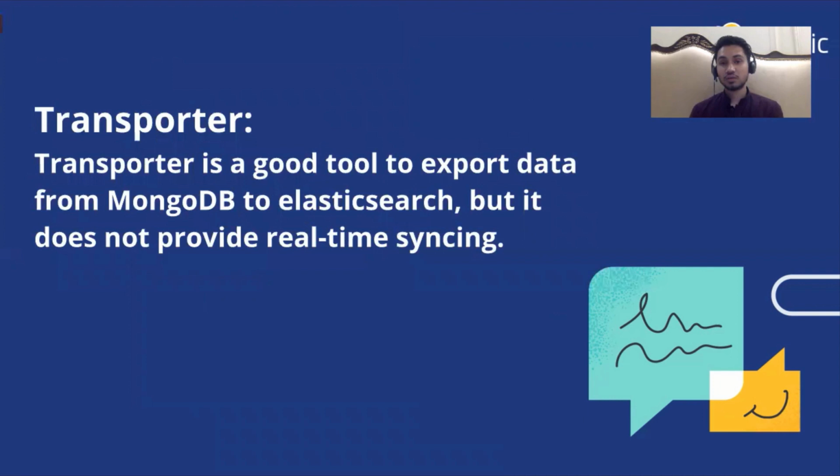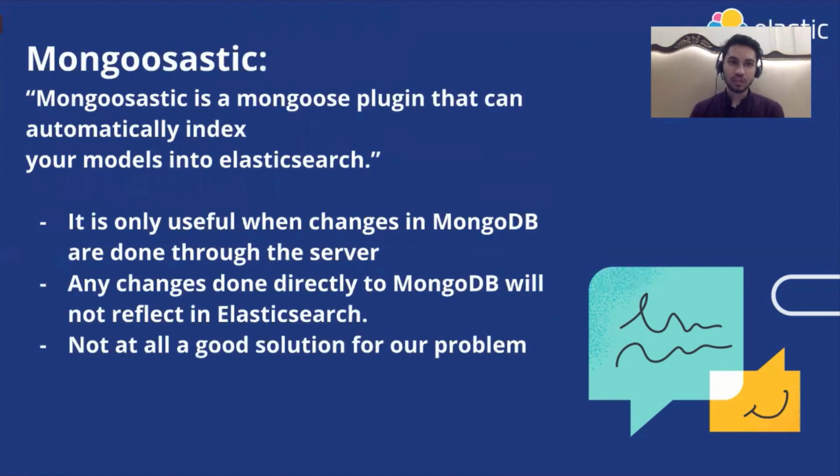Transporter is a good tool to export data from MongoDB to Elasticsearch, but it does not provide any real-time syncing. Then Mongoosastic is a Mongoose plugin written over Mongoose. It is a Node.js plugin. It is only useful when changes in MongoDB are done through the server. So that's the problem that we have discussed earlier. Any changes that are done directly to MongoDB will not reflect in Elasticsearch, as we have already discussed earlier.